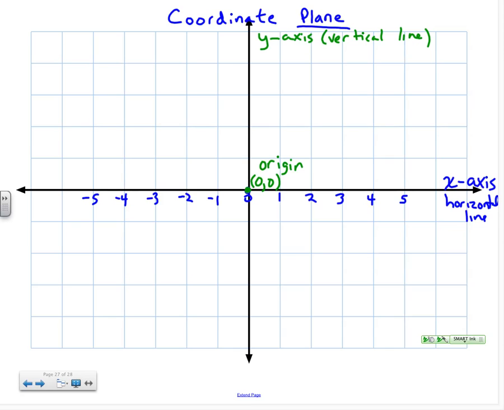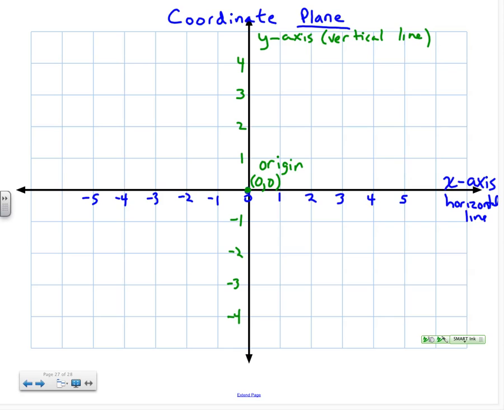And then again, I'm going to label my positive and negative numbers on the y-axis. The numbers above 0 are positive, so I have positive 1, 2, 3, and 4. And again, if you notice, I wrote the numbers on the line, not inside the boxes. And below the 0 are the negative integers, -1, -2, -3, and -4. So I just created my coordinate plane.